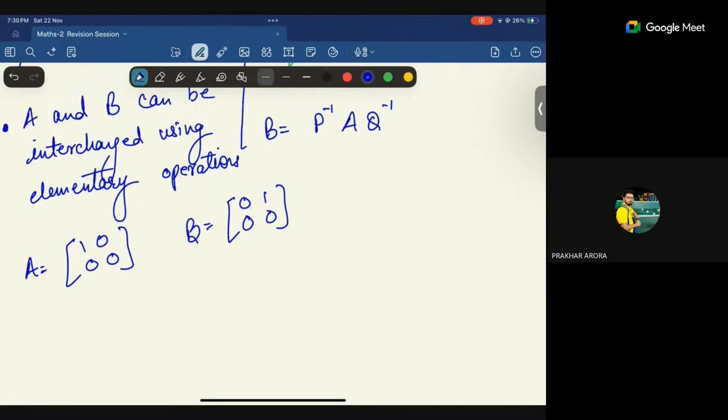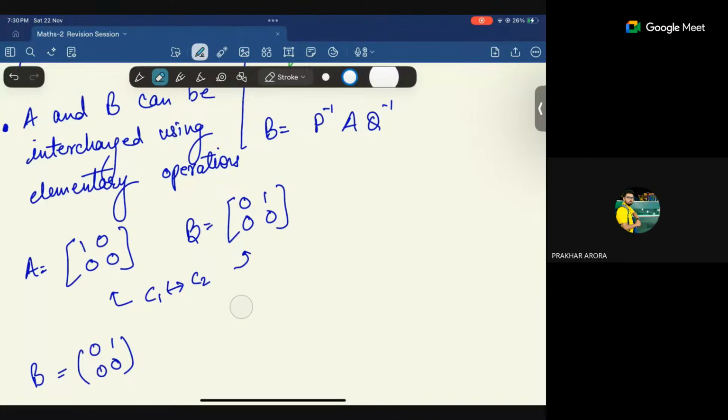Now what do I mean? If I interchange column 1 with column 2 here, I get 0 1 0 0, which is indeed the matrix B. Similarly, when I do this the other way, I get 1 0 0 0, which is indeed the matrix A.